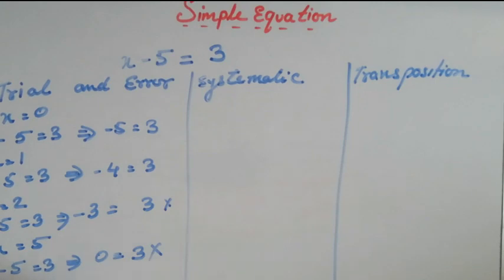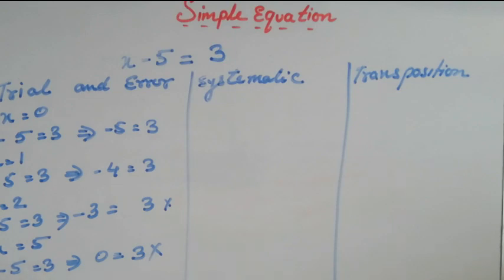Suppose x equal to 7. Then it will be what? 7 minus 5 equal to 2, which is not equal to 3. Now x equal to 8. 8 minus 5 equal to 3. That means 3 equal to 3.